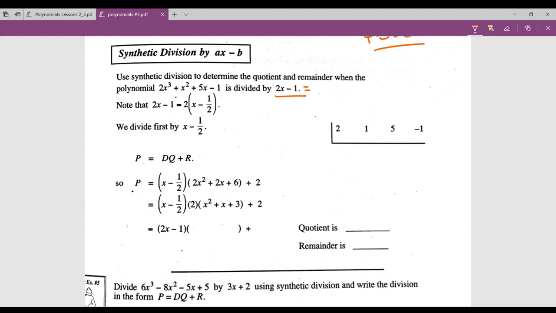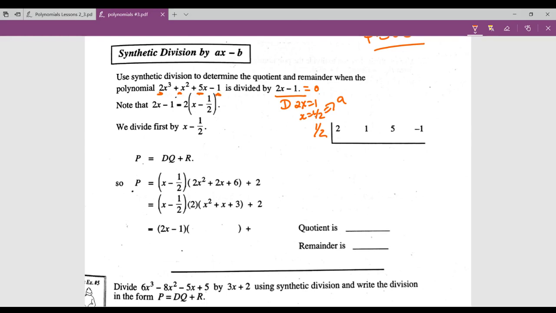So, what makes this 0? Because this is our divisor. Well, if you set it equal to 0 and solve it, you get 2x is equal to 1, so x is equal to a half. That is your a value. So you can put a half out front. All right, this is set up for synthetic division. That's my a value. Here's the coefficients: 2, 1, 5, negative 1.